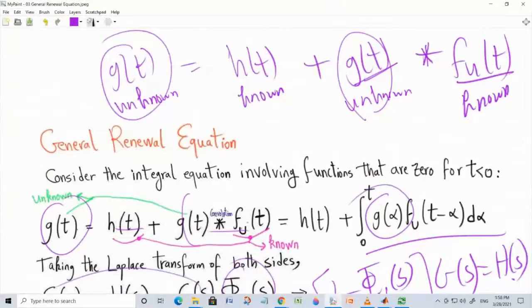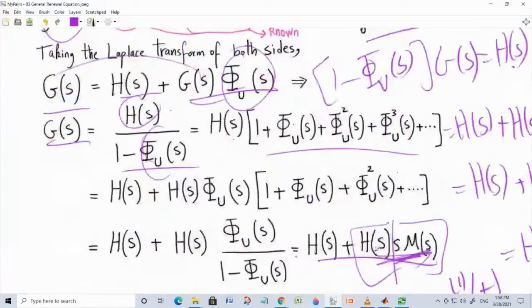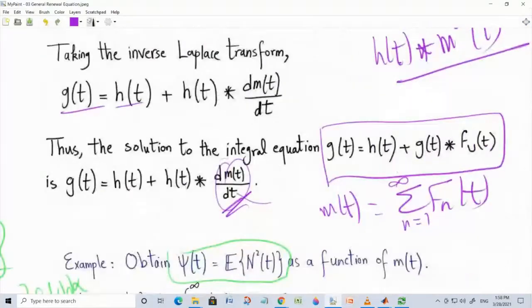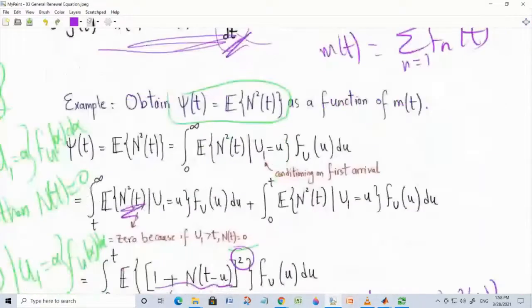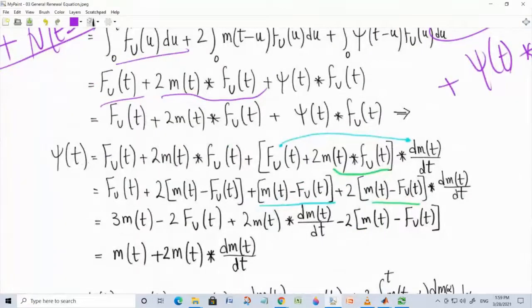And of course you do not need to reinvent the wheel. You do not have to take the Laplace transform again or anything. Just go for the solution. The solution tells you that psi of t is the known function plus the convolution of the known function and the first derivative of the renewal function.